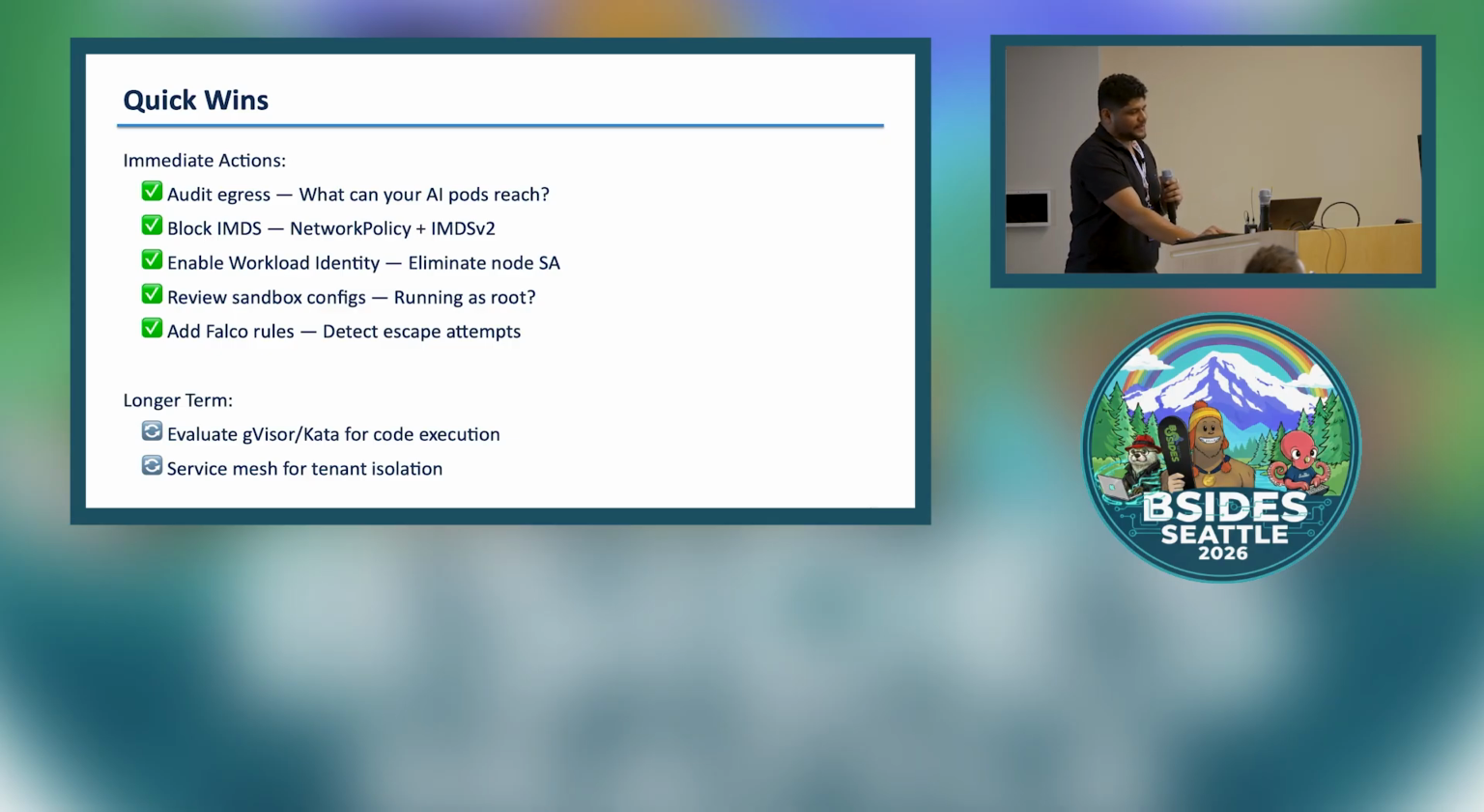For longer term, evaluate gVisor or Kata for code execution workloads, and consider a service mesh for tenant isolation with mTLS. These are all actionable. Start with the audit, know your current state, and go from there.